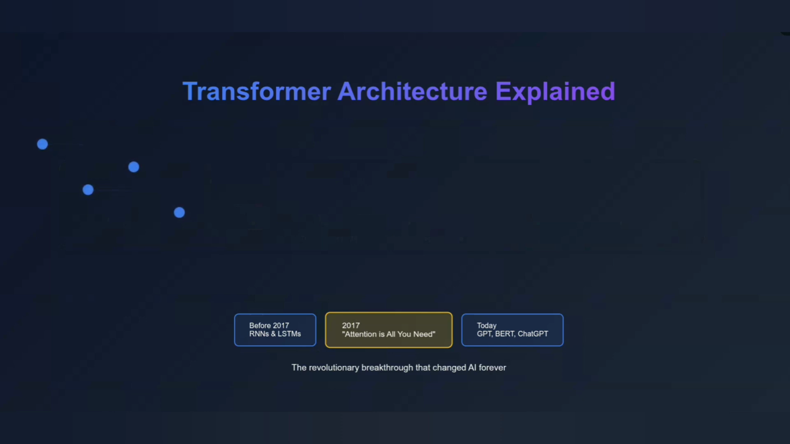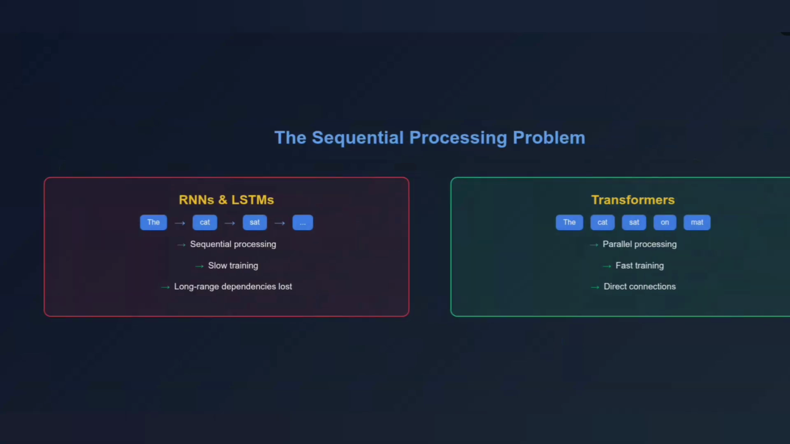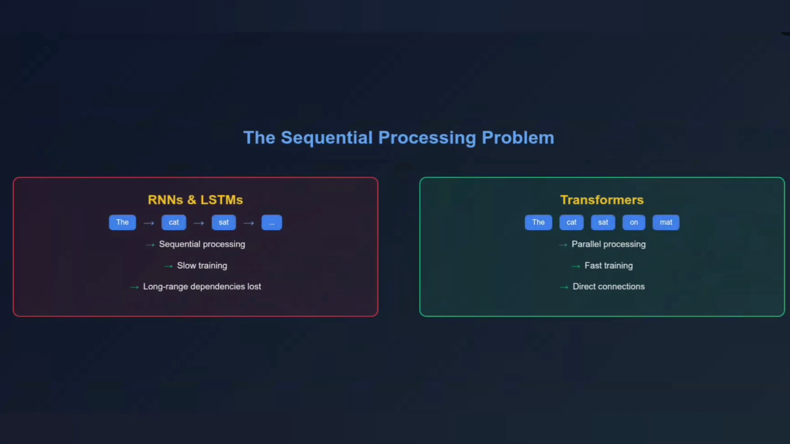Let's start with the problem they solved. Before transformers, we relied heavily on recurrent neural networks and LSTMs for sequence processing. These architectures had a fundamental limitation. They processed information sequentially, one word at a time from left to right. Imagine trying to understand a sentence by reading it one word at a time without being able to look back or ahead. This sequential processing created two major problems.